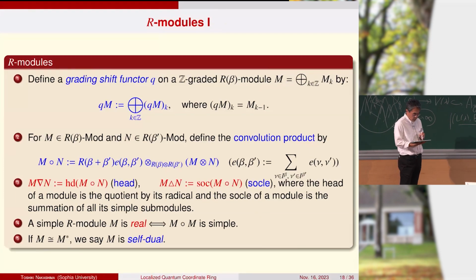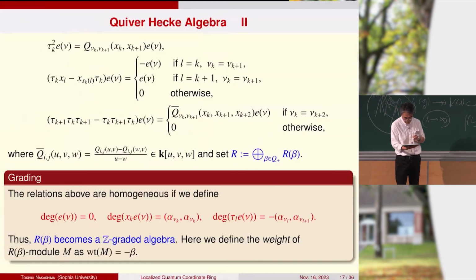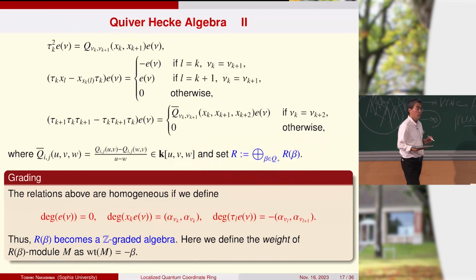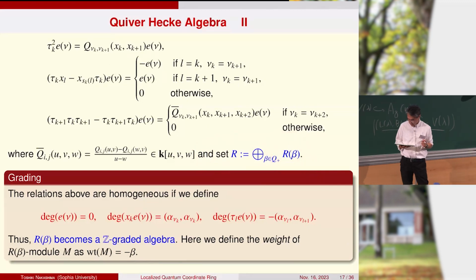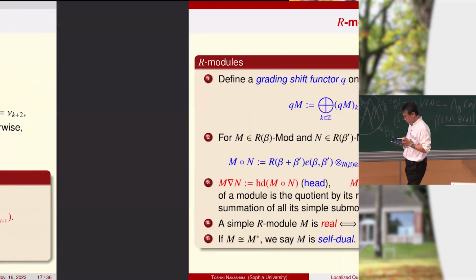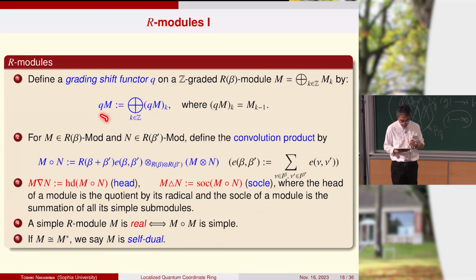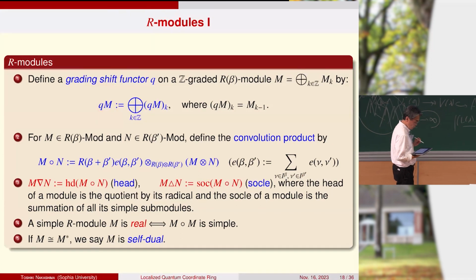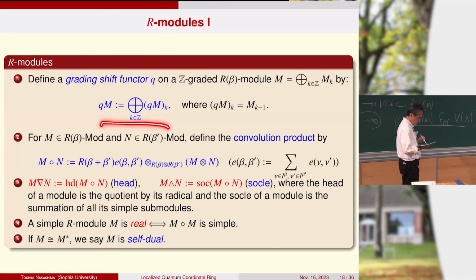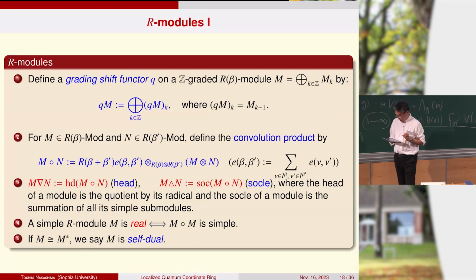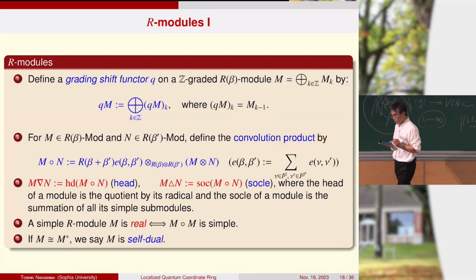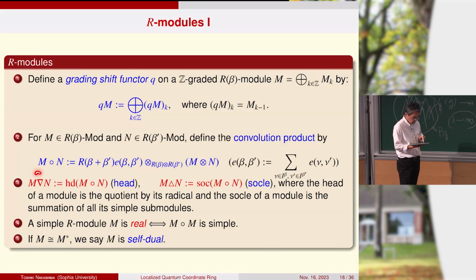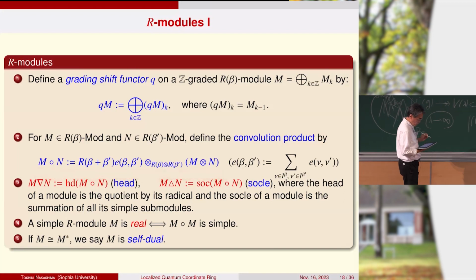So now I summarize some properties of R-modules. R is just the direct sum of these R(beta)'s. This is also an algebra. Then q is the grading shift functor on modules, defined like this. And we also define the convolution product on modules M and N. This is defined like this, the usual induction.